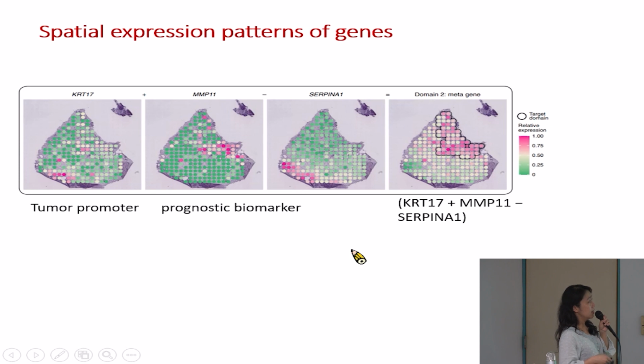Combining these genes, they find that KRT17 plus MMP11 with the negative expression of SERPINA1 shows the most abundant cancer regions in the SpaGCN network. And this data is much like the cancer region analysis. So they use the different gene expression patterns to analyze which location is the cancer area.